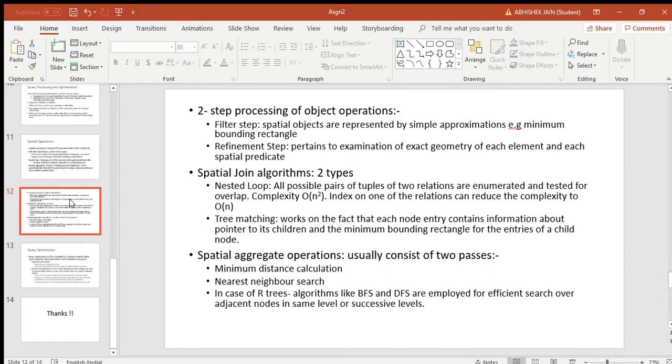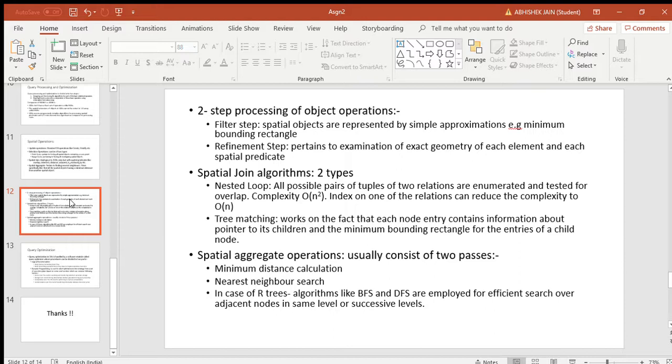The processing of the spatial operations is a two-step process, which includes the first step of filtering, where the spatial objects are represented by simple approximations, for example, minimum bounding rectangle. The second step is the refinement step, which pertains to examination of the exact geometry of each element and each spatial predicate.